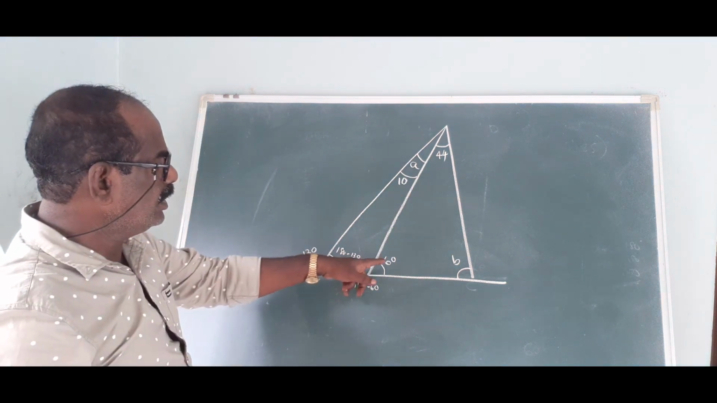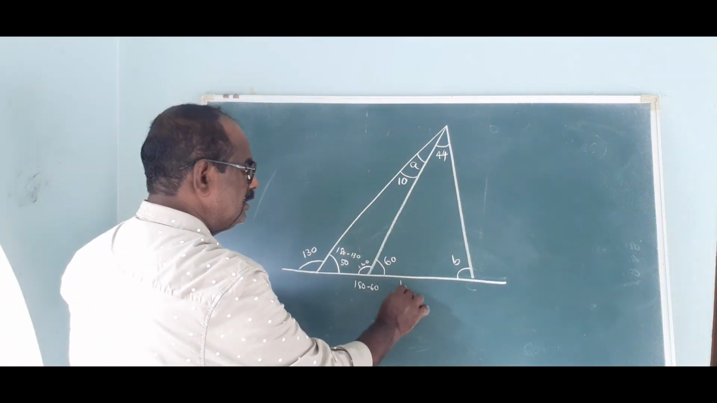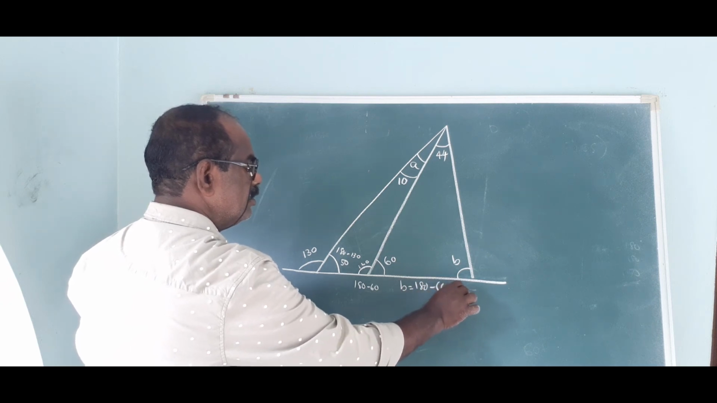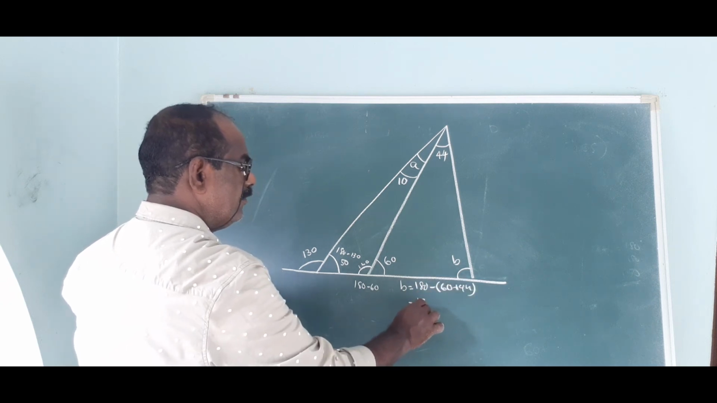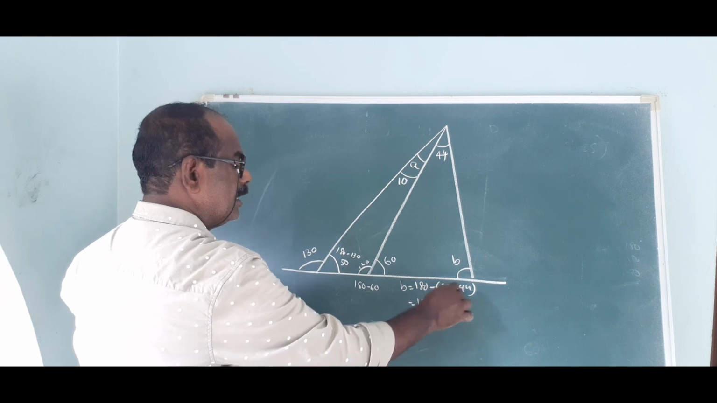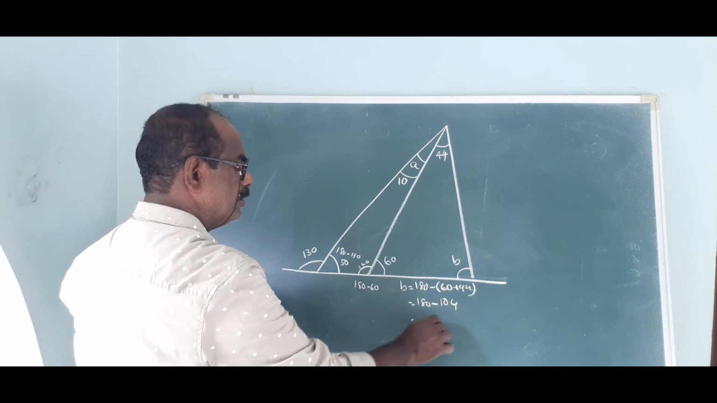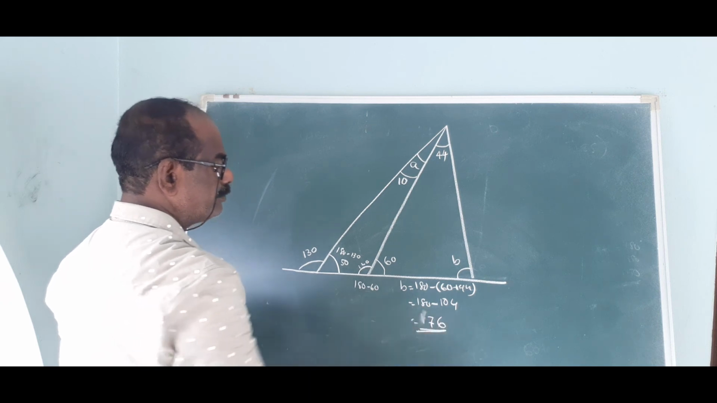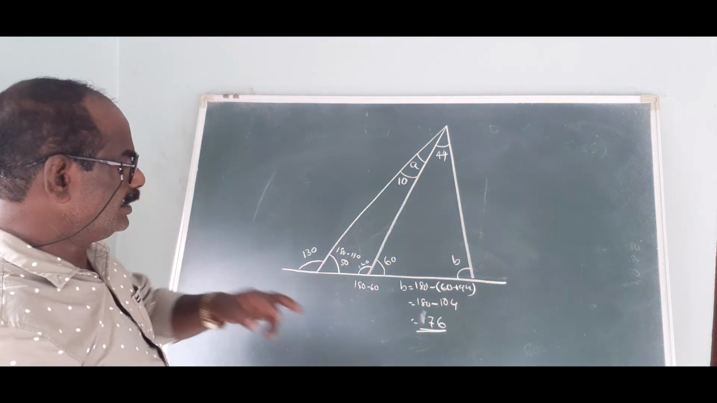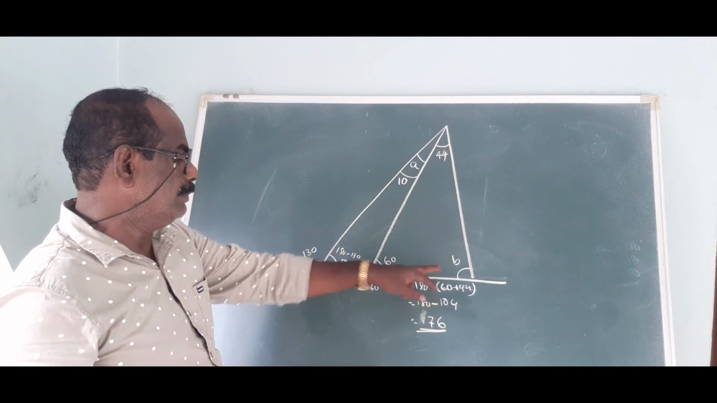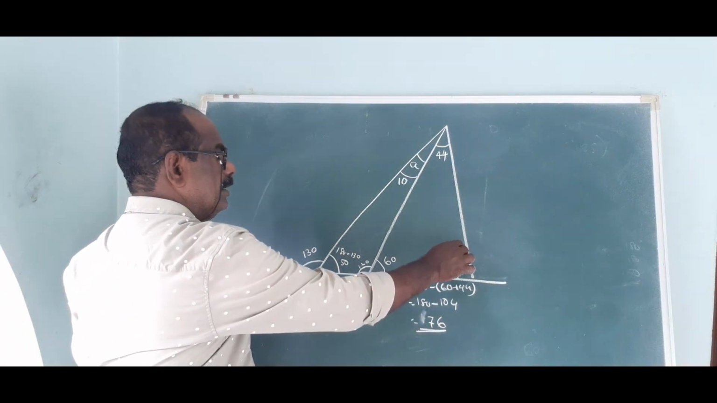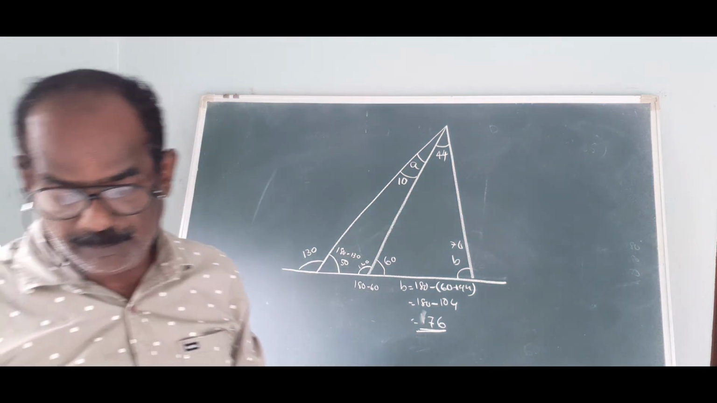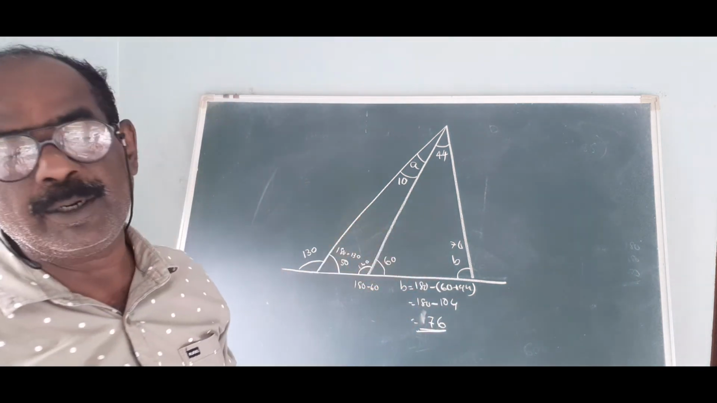Then B is there, 60 plus 40. B is equal to 190 minus 60 plus 40, that is equal to 190 minus 100, that is equal to 80. Sorry, 76. The B is equal to 76. A is equal to 10. So this is the explanation of the figure for the problem.